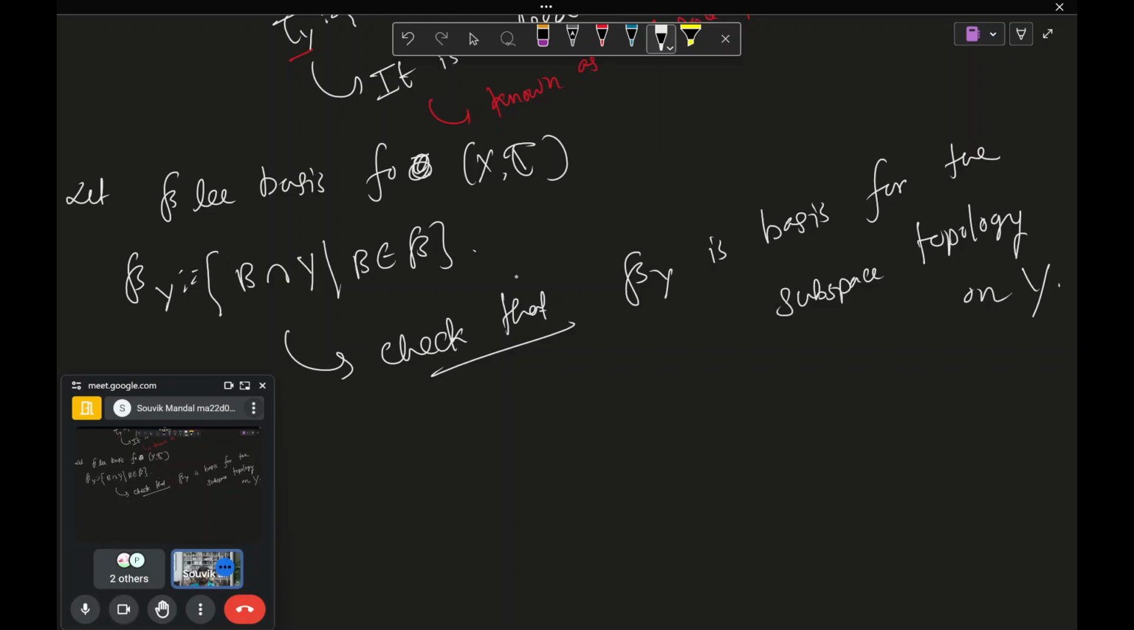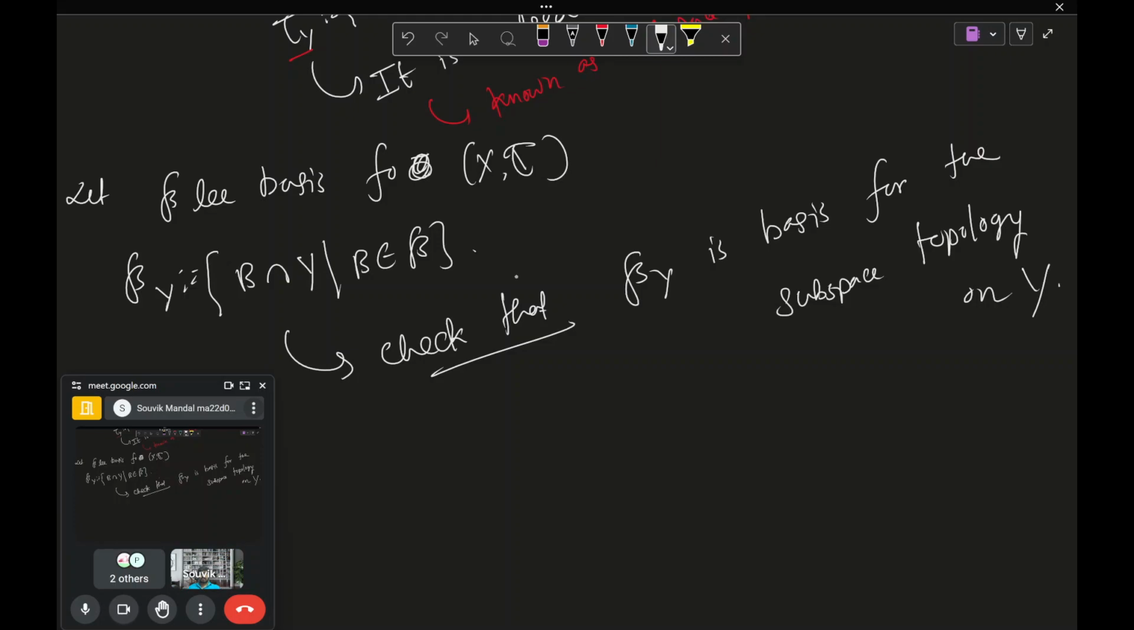Okay, so you are asking something, Crystal? No, sir. Yes, okay, it is clearly also a topology, a basis for Y. So please try by yourself how beta y is the basis for the subspace topology on Y. Let's take our time and let me know the solution.